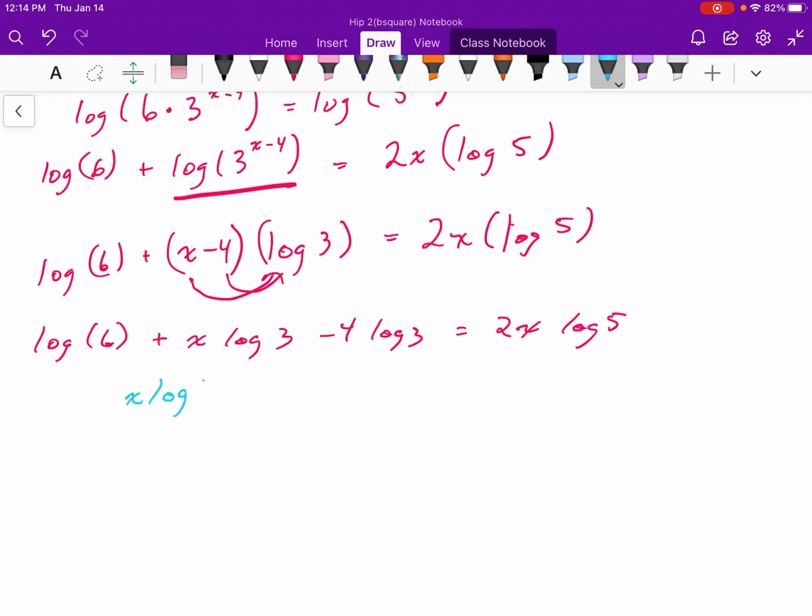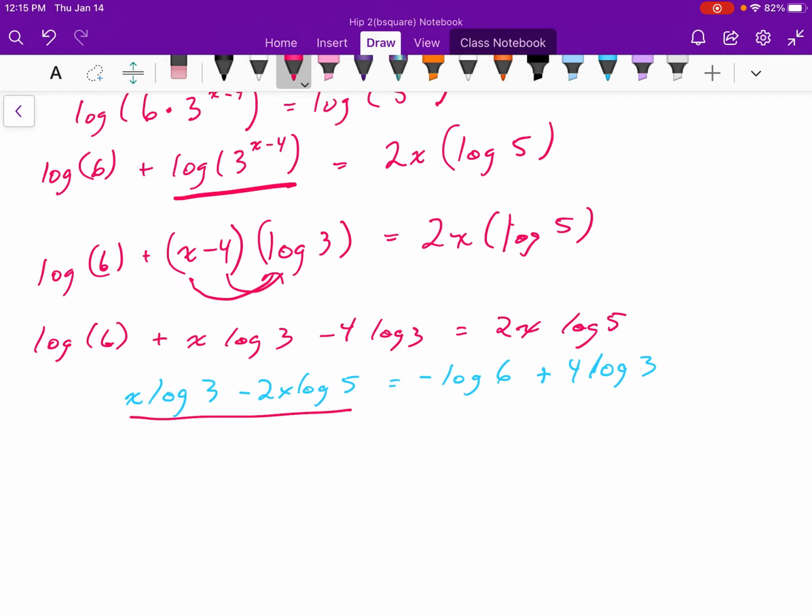So everything with an x, I'm going to move to the left-hand side here. So this is really x log 3. I'm going to subtract 2x log 5 to both sides, and that is going to be equal to, I'm going to subtract log 6 to both sides, so minus log 6, and I'm going to add 4 log 3 to both sides. And that's the expression I get.